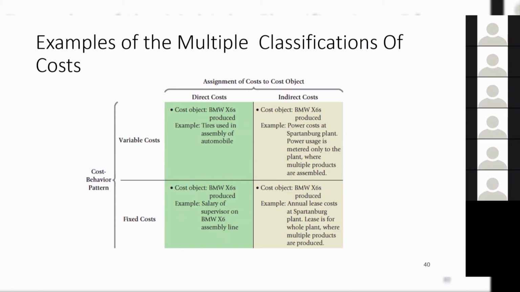Fixed costs are frequently indirect, part of manufacturing overhead. Things like depreciation expense, supervisory salaries, and factory rent would all be part of manufacturing overhead. However, as this example shows, fixed costs can be direct. The salary of a supervisor for a specific product would be a direct cost. It can be easily traced to that product, and it would be fixed. It would not change with level of production.